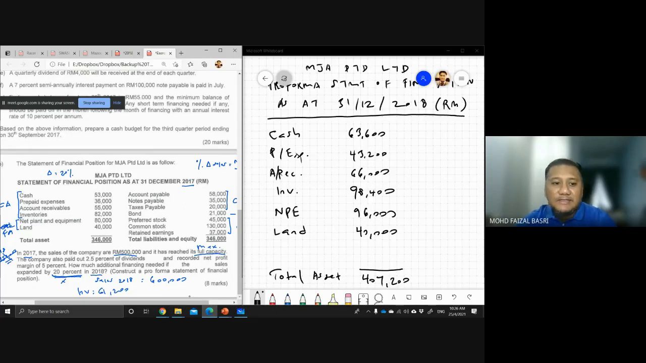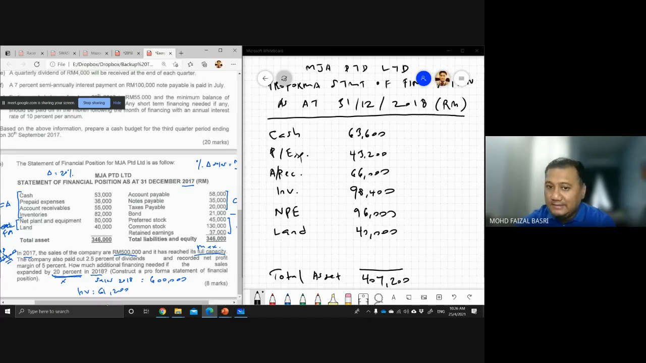Okay, how do I get this 61,200 ringgit? This is the new one, 407,200, and I minus dengan the original 346,000. Sebab dia nak increase from this to this. So assets ni kena datang from somewhere. Dia kena beli lah. Dia kena increase kan. Okay, so how much investment? Sebab assets is part of investment kan. So they are going to need 61,200 ringgit.